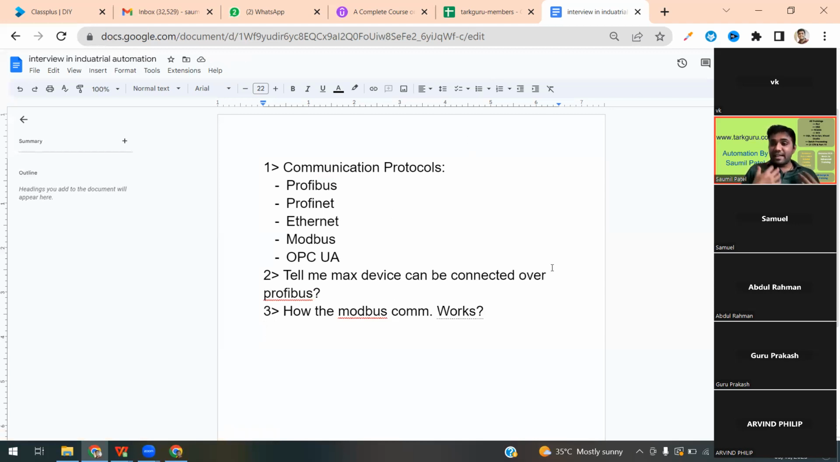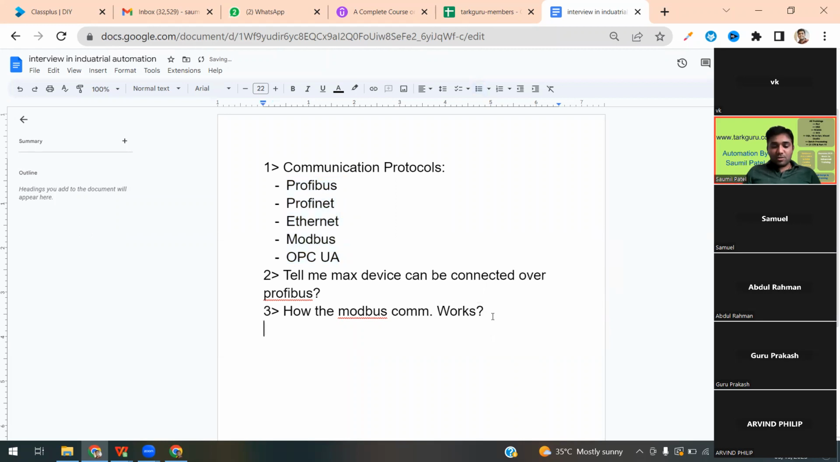And in my 10 years of career, I have faced so many interviews from the big companies, from the interviewers. Definitely these questions are common for each and every interview, right? So you need to prepare the communication protocols in a deep manner. I strongly recommend you focus on these 5 communication protocols. If you explain them in a deep manner, then definitely you will crack the interview.